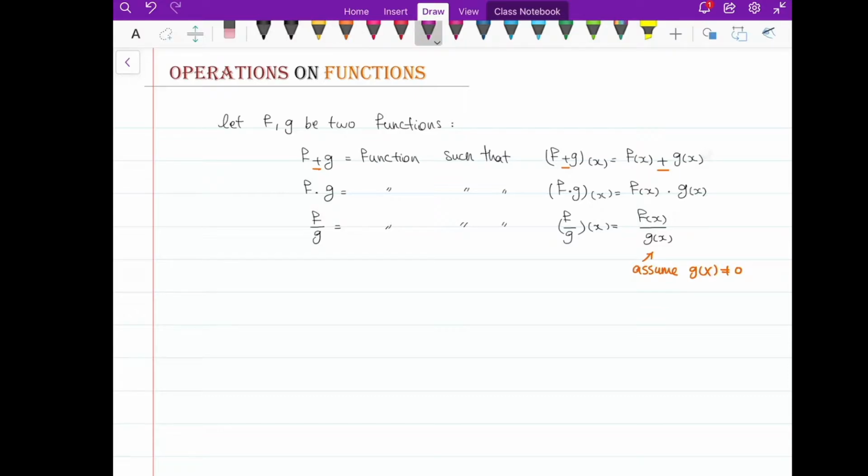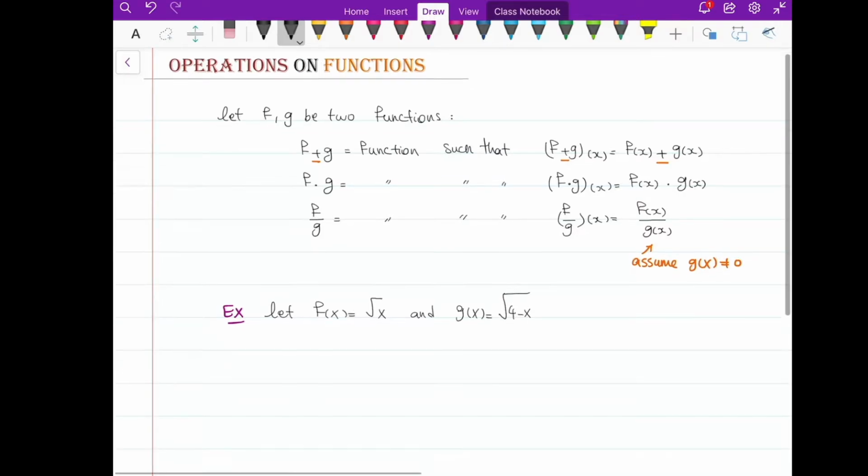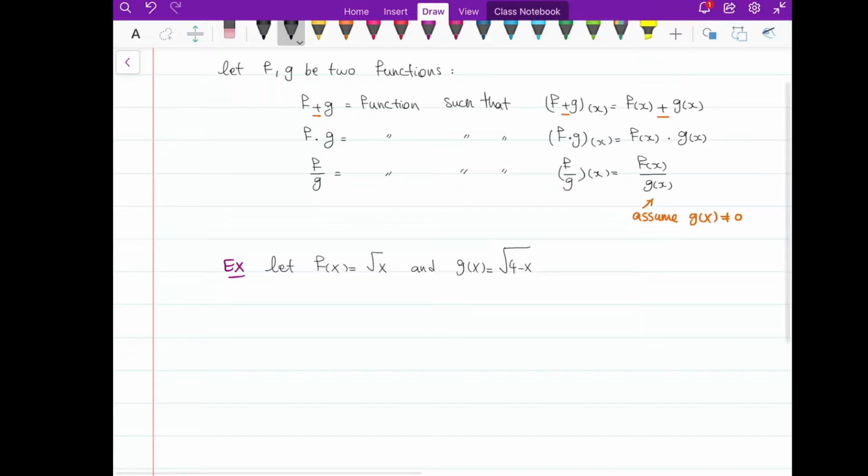Okay, let me go over one example. Let f of x be the square root of x and g of x be the function that is the square root of 4 minus x. Okay, let me find f plus g. Well, f plus g at any point x is equal to f of x plus g of x. We just define it like this.